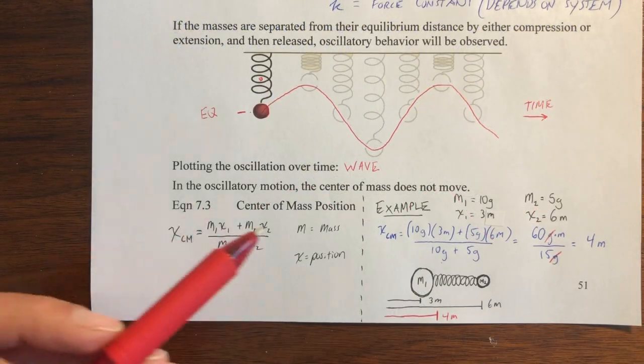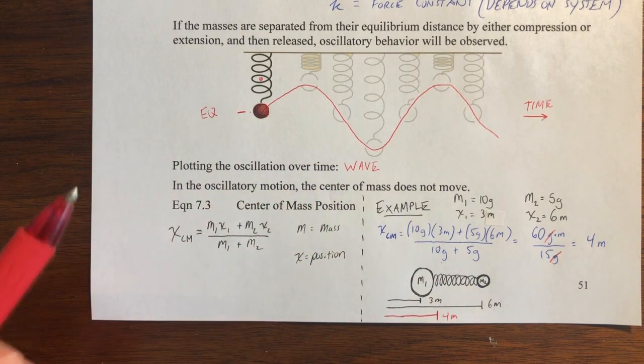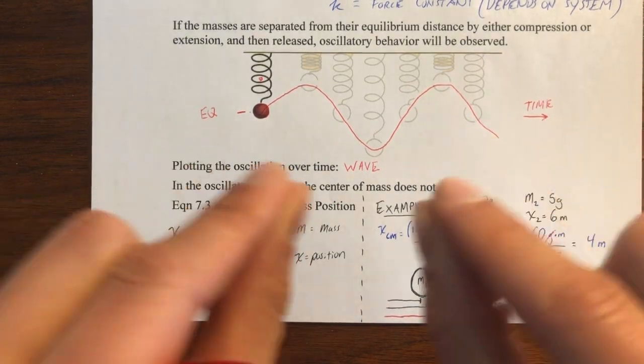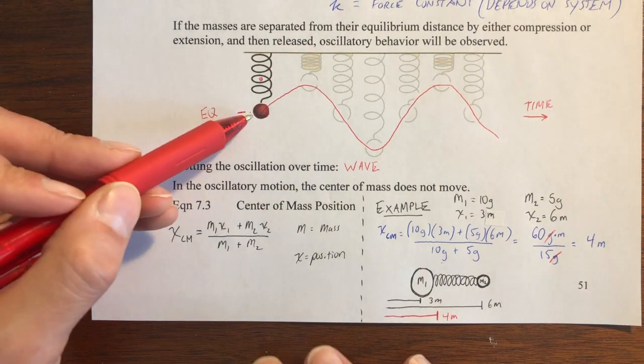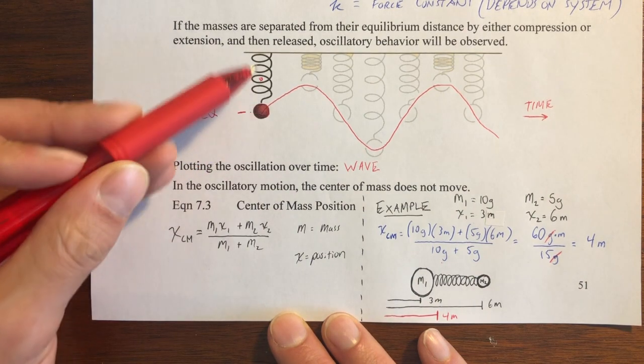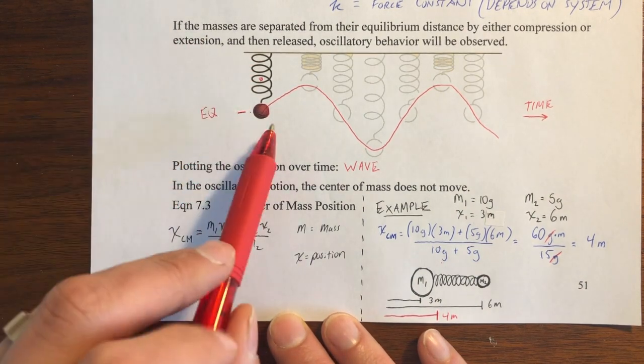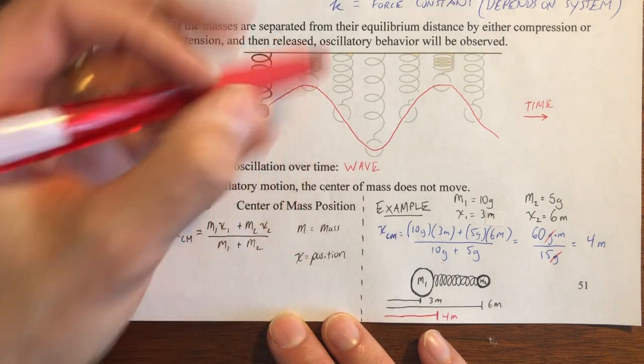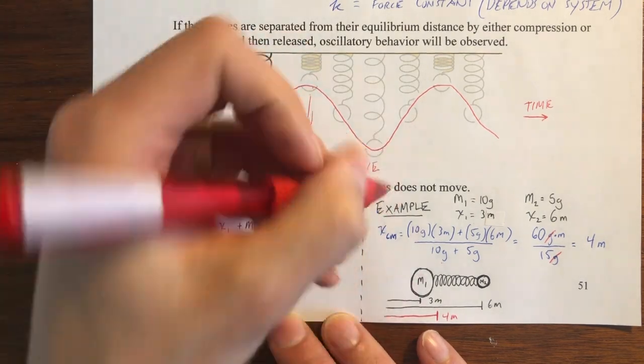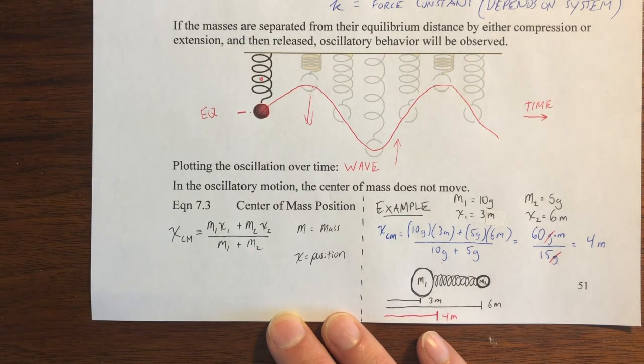In oscillatory motion, the center of mass does not move. And that's when we are dealing with two masses on a spring. In this example, we're looking at a mass bouncing on a spring, and that's to show that when you compress, there's a force of extension going this way, and when you extend, there's a force of compression going the opposite direction.